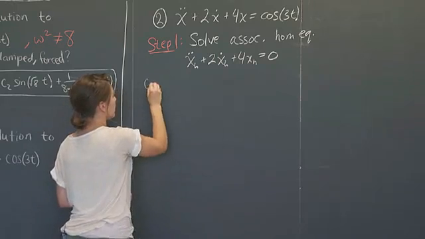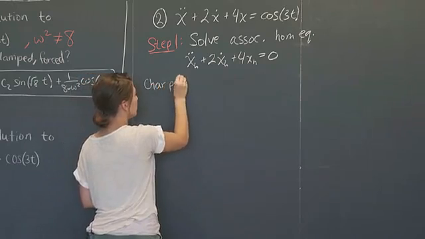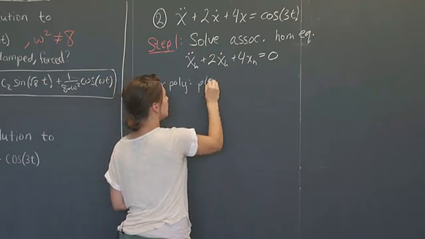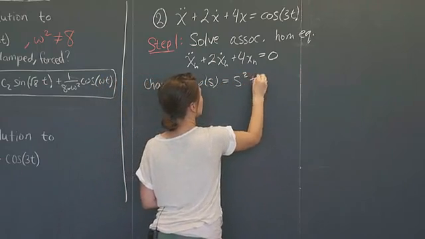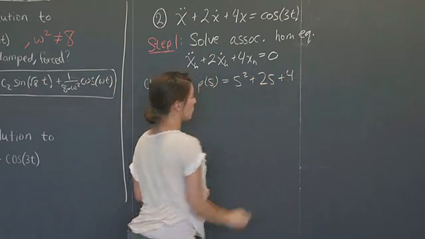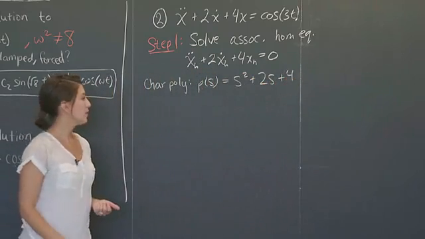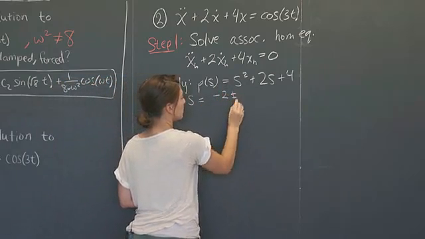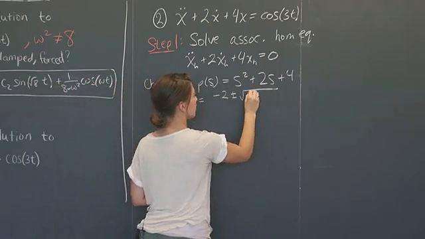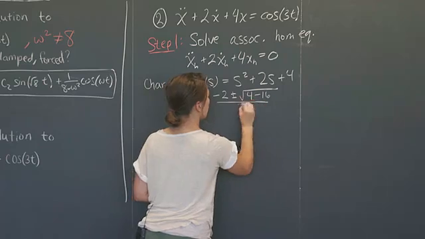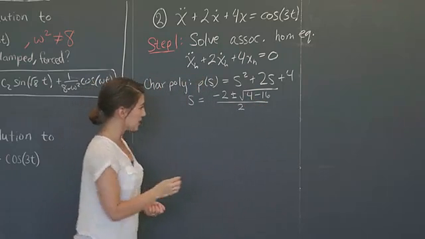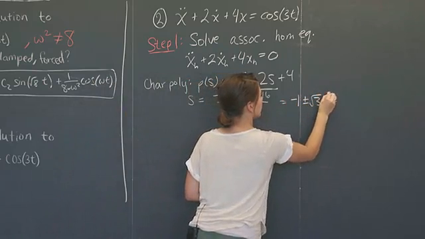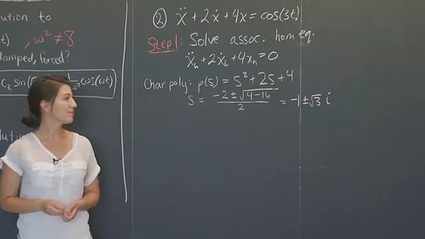So now we're going to need the characteristic polynomial, which is given by p of s is equal to s squared plus 2s plus 4. This polynomial has roots at minus 2 plus or minus the square root of 4 minus 16 all over 2, which is equal to minus 1 plus or minus the square root of 3 i.